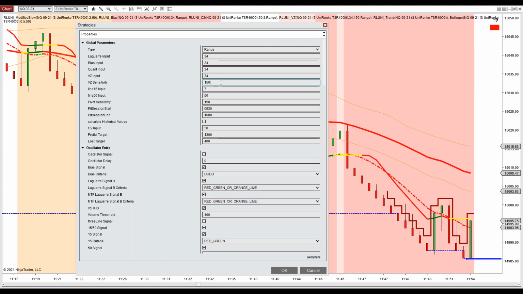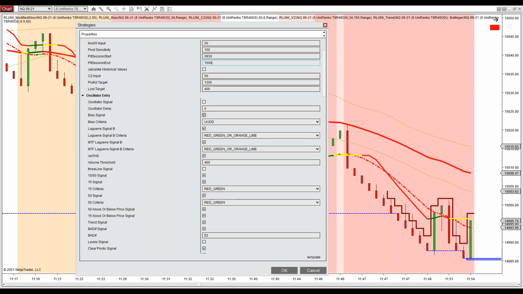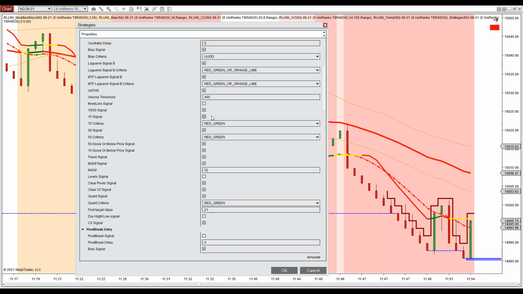The sensitivity of the pivots and the zones are 150, and the input on our 15 EMA is 7. The input on our 50 EMA is 50. Pivot sensitivity is 150. Now I have the system starting at 9:30 and going off at 4 p.m. Eastern time.